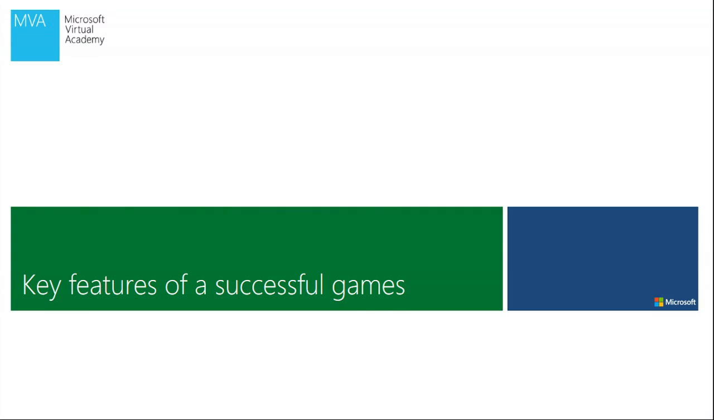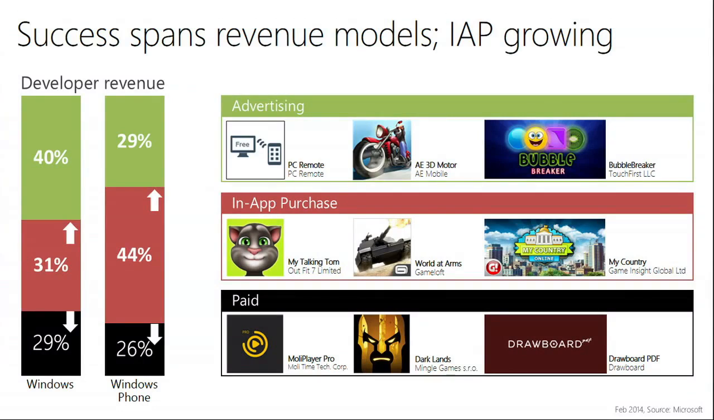So let's look at some of the key features of building a successful game. We've talked about these numerous times, but there are some real key things. This is the current state of the Windows Phone and Windows 8 marketplace in terms of advertisement apps, in-app purchase apps, and paid apps. As you can see, advertisement and in-app purchases are definitely on the increase. There are more and more games going that way, and premium apps are definitely on a decrease, and you can see that from both platforms.